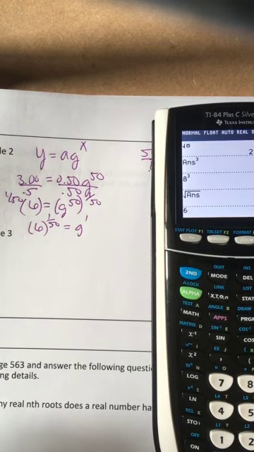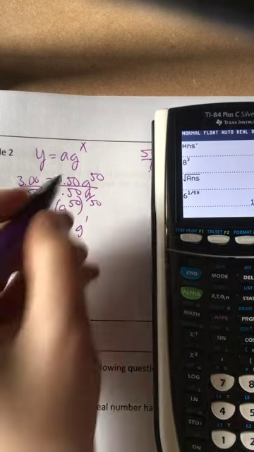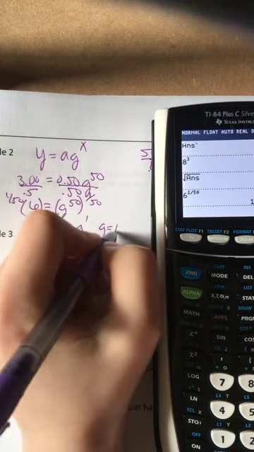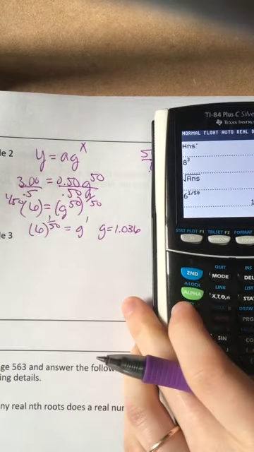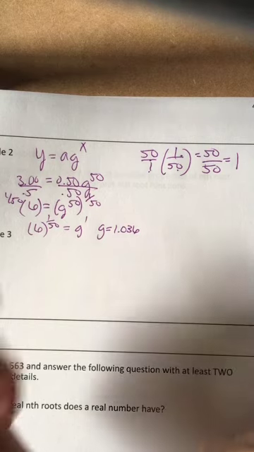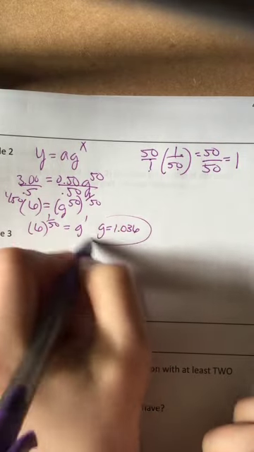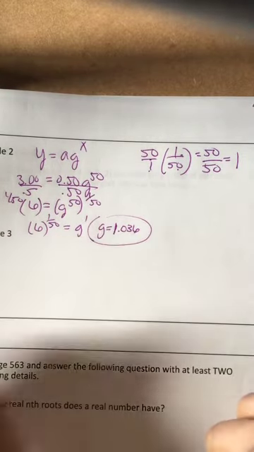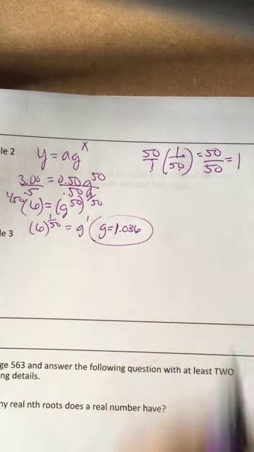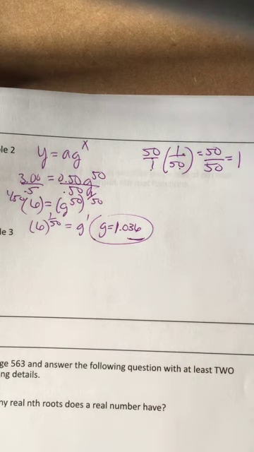I'm going to take 6, and I'm going to put in 1 to the 1/50th. And my growth rate is 1.036. So that would be G. The cost grew about 3.6% annually. So this would be a growth rate because it has the 1, but the rate of how much it's actually increasing every year, it's increasing by 3.6%. Okay.